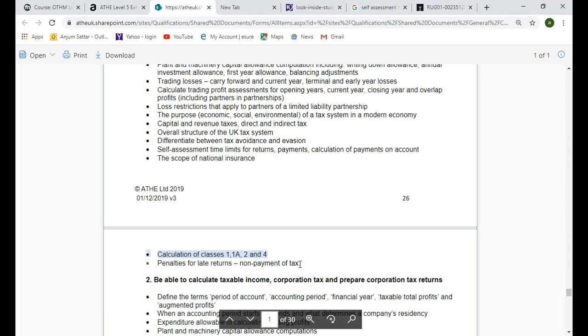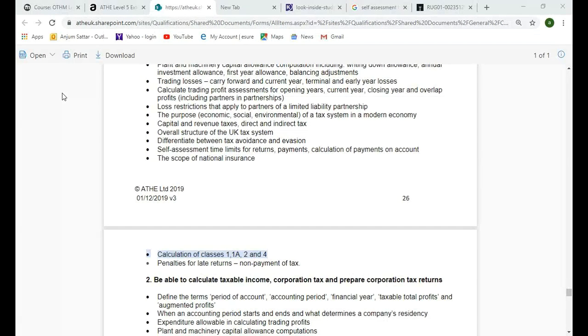Then we have late submission penalties. There are different penalties, and we'll go through a few. We need to make sure we submit our tax return well on time. Okay, that's all that will be the focus of the lesson. Any questions up to now?